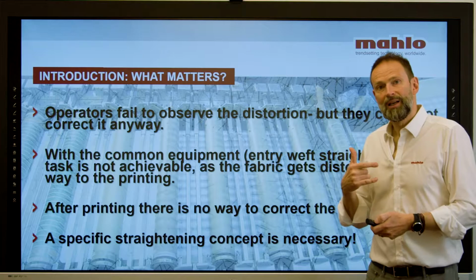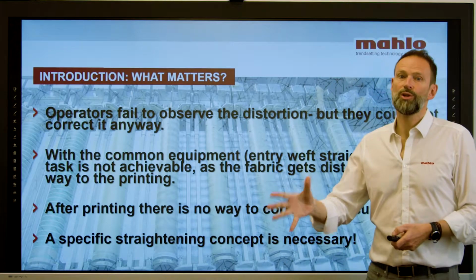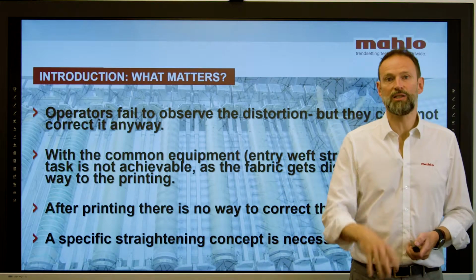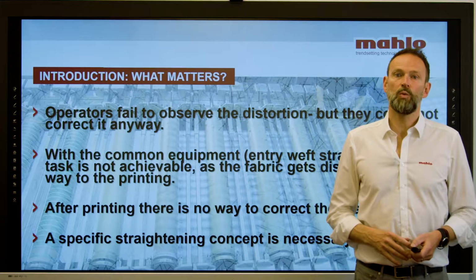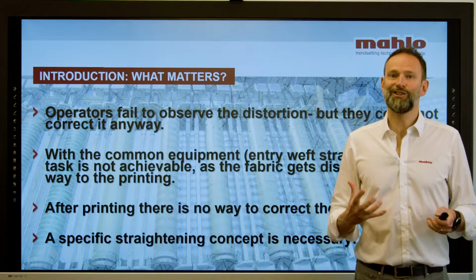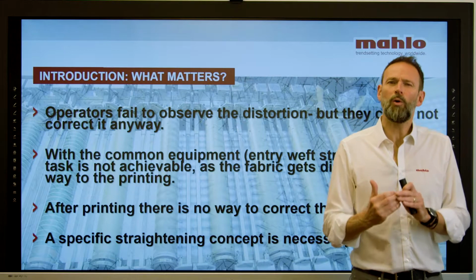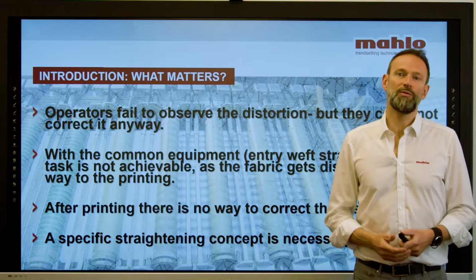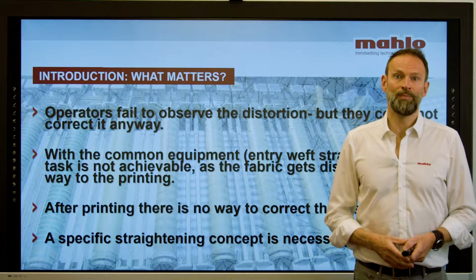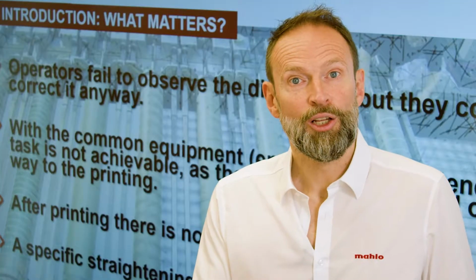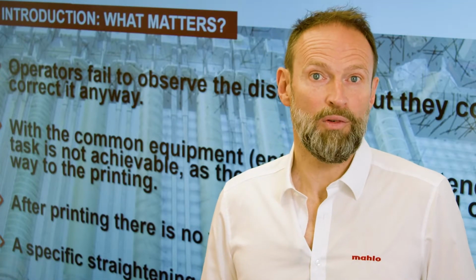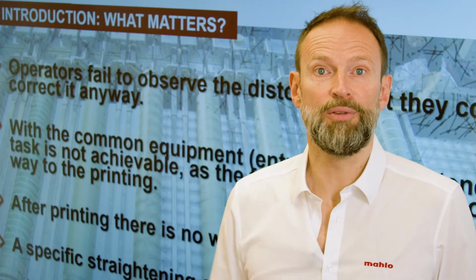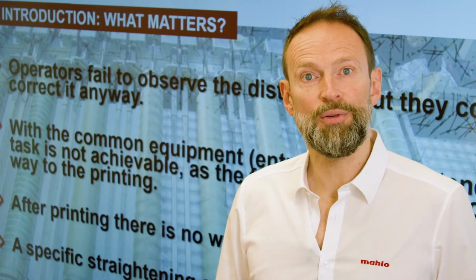And therefore, you have to make sure that you have a specific straightening concept which is bringing this straight fabric right in front of your printing table. To do so, we have all in all 3 different modules. Let's start with the first one.